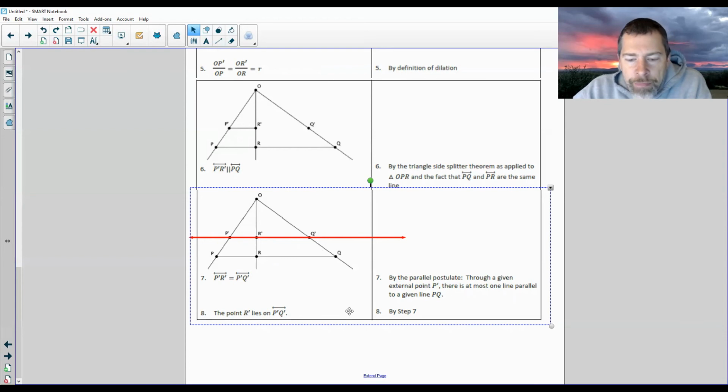So they are equal. So by the parallel postulate, through a given external point P prime, right here, there is at most one line parallel to the given line PQ. So I only have this red line that's parallel to PQ. There is the only line, it's that red one. The point R prime lies on P prime Q prime by step 7.